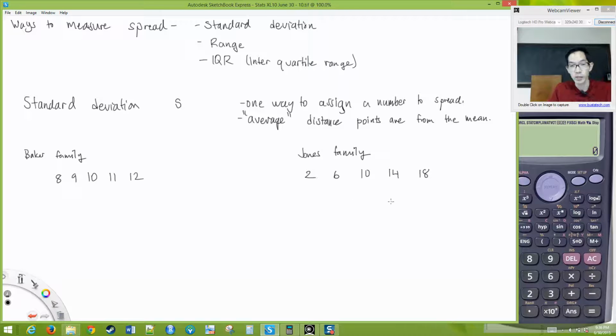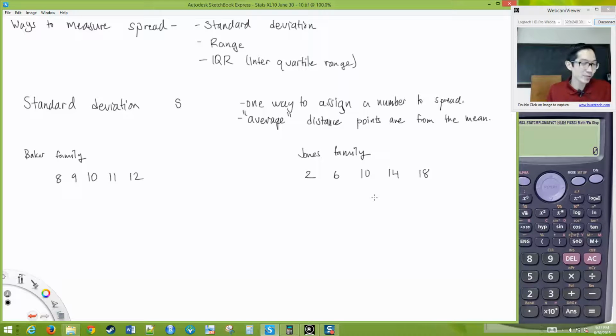Okay. So in the Baker family, the kids are 8, 9, 10, 11, 12. And in the Jones family, the kids are aged 2, 6, 10, 14, and 18. Okay? So just picture these two families. You can already have an idea of what life is like in each of these homes, right?